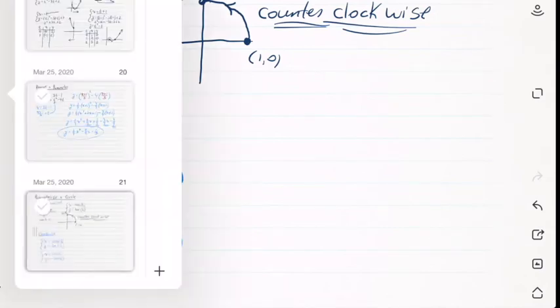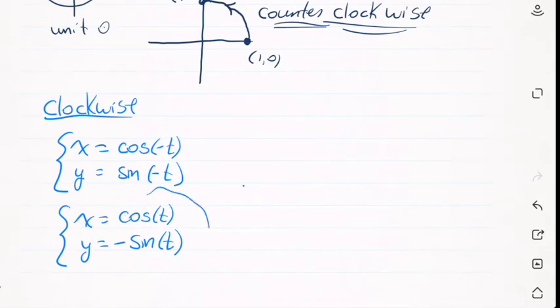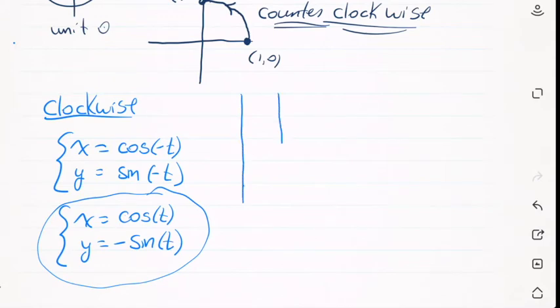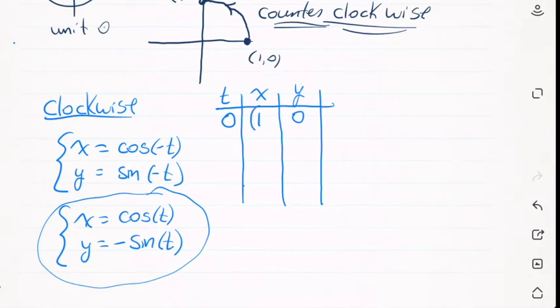So let's see if this one rotates clockwise. So let's do a little table real quick. And I'm only going to pick major angles because that'll tell us what direction we're going in. So let's see, here's t, here's x, here's y. So my first t is 0, cosine of 0 is 1, sine of 0 is 0, and we get the first coordinate, of course, is 1, 0, which kind of makes sense.